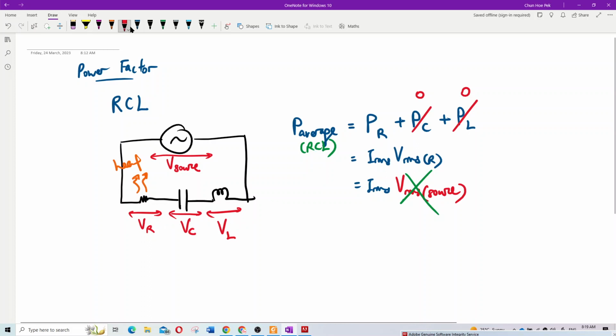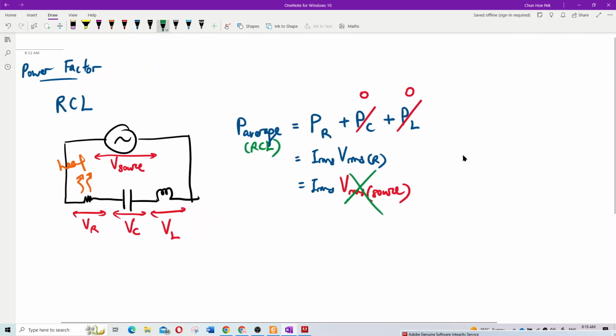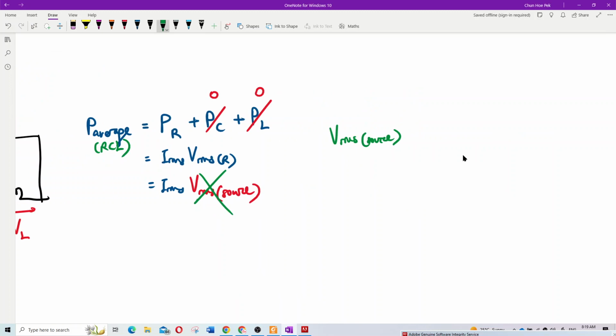So for this one, do you know how to get VRMS source? VRMS source is actually not VRMS R. You need the Pythagoras theorem. I don't want to put the word RMS, so I rewrite the whole thing. I assume all these are RMS values. How to find V source? V source is equal to the square root of (VL minus VC) squared plus VR squared.